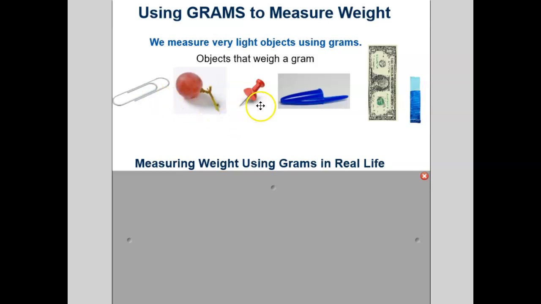Each of the objects on my screen that you see right now weigh about a gram. 1 paperclip weighs about a gram. As you know, 1 grape weighs about a gram. 1 thumbtack weighs about a gram. Only the cap to your pen weighs about a gram. A dollar bill weighs about a gram. And just 1 stick of gum weighs about a gram. Not the entire pack, just 1 stick.